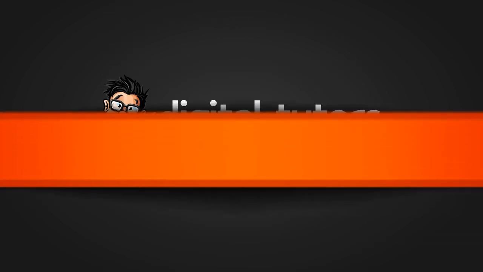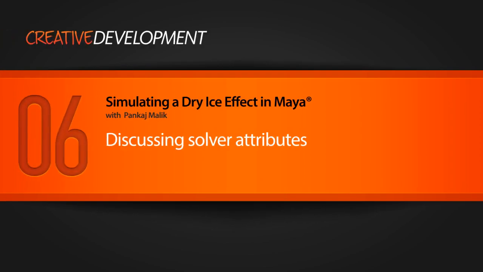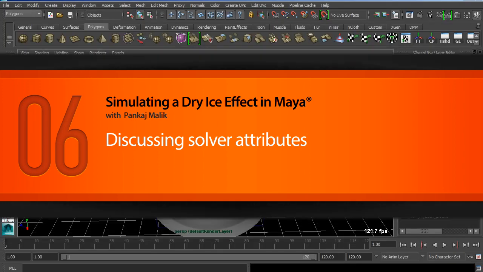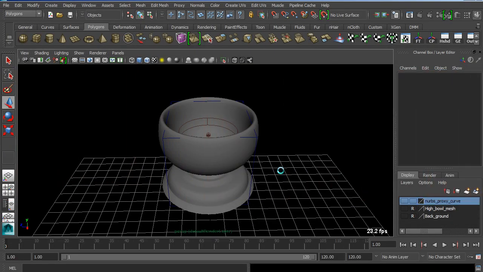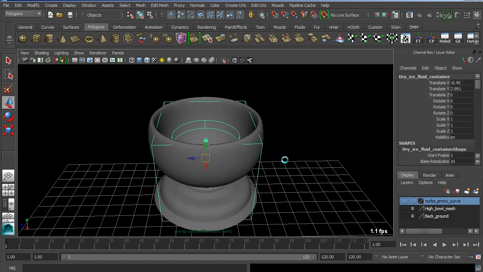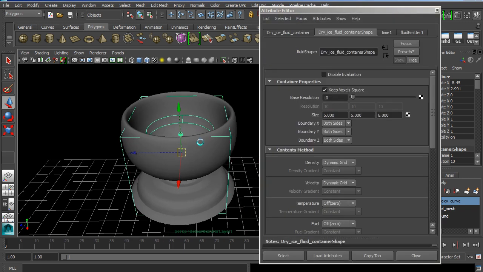Alright, so welcome everyone. In the previous lesson, we discussed the important fluid emitter sections, the properties and the attributes of the fluid emitter. Now in this case, we would like to go for the fluid container node and the important properties. So first of all, let me just open up the attribute editor.